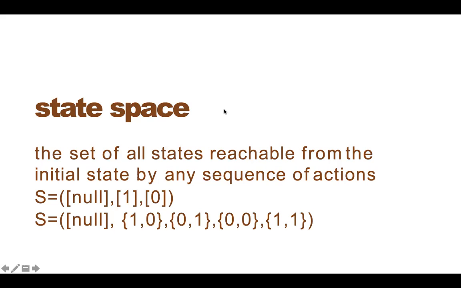What is a state space? The set of all states reachable from the initial state by any sequence of actions is called a state space. So for a binary one space environment, our state space will be null. The null set is always part of the state space, and then a possibility of a 1 or a 0. But let's say the data is binary and there are two positions for it. Then our state space will expand to a null state, a 1-0 combination, a 0-1 combination, an all 0 combination, and an all 1 combination.